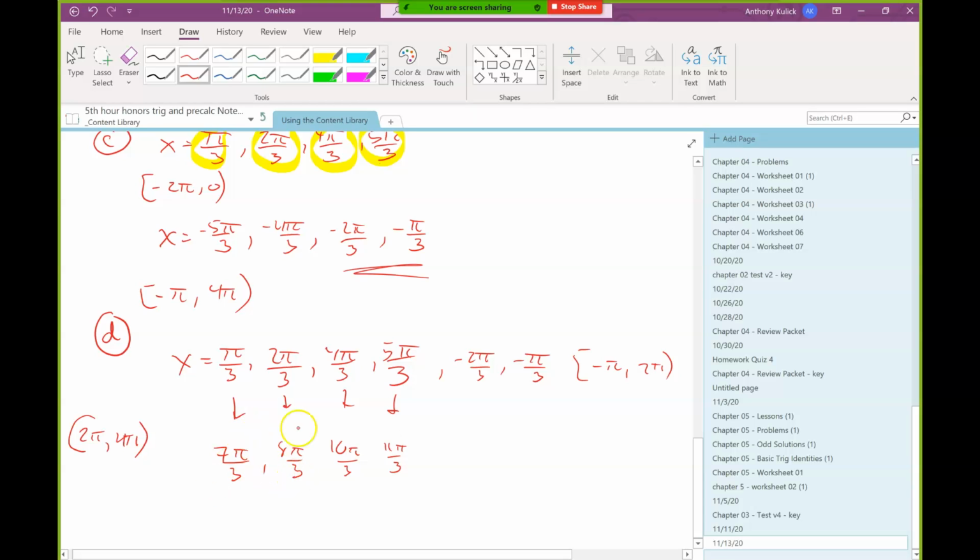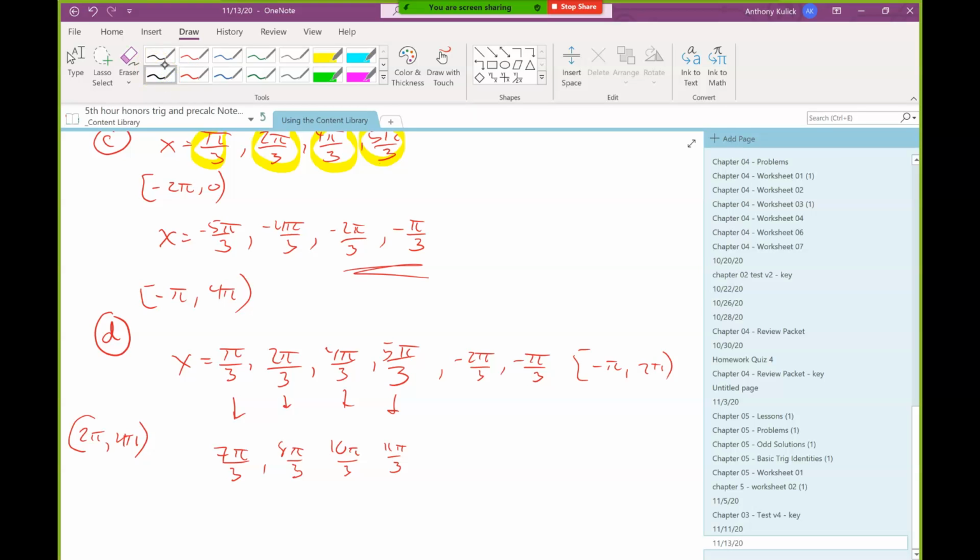But since they're all bigger than 2 pi, if I add another 2 pi, they're going to be bigger than 4 pi. So I know that I don't have any other answers past these ones. So that's it. These 10 are my answers for part B. Is that okay? Yes. You're welcome.